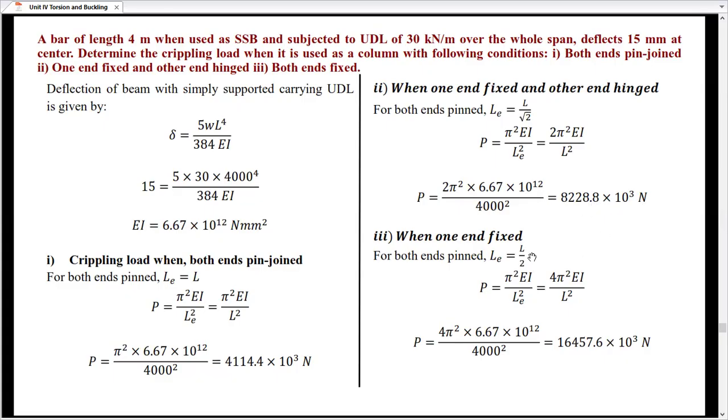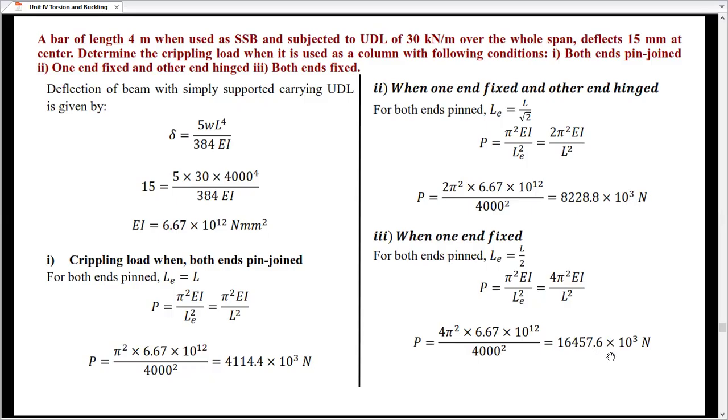Third case, both the ends are fixed. At that time, the equivalent length is L by 2. So we get the equation P equal to pi square EI upon (L by 2) whole square, that is 4 pi square EI upon L square. So we have the value of P as 16457.6 into 10 raised to 3 Newton.